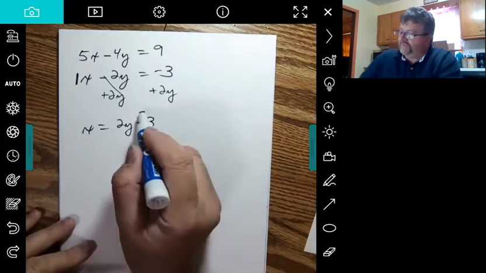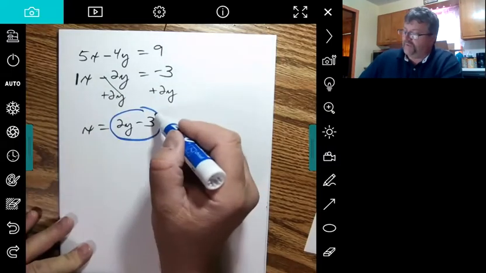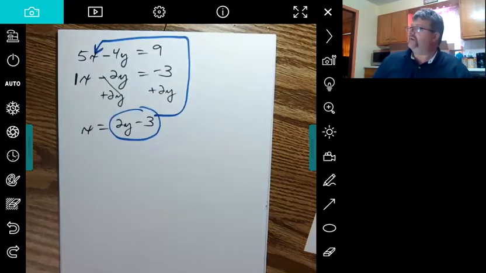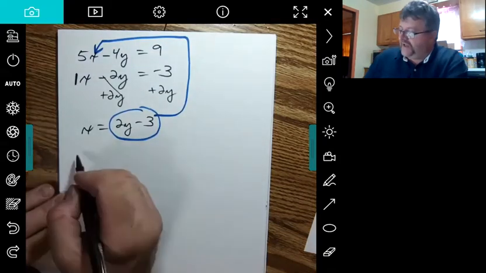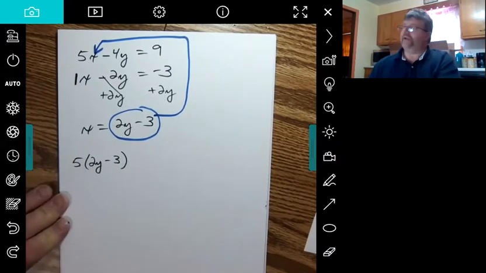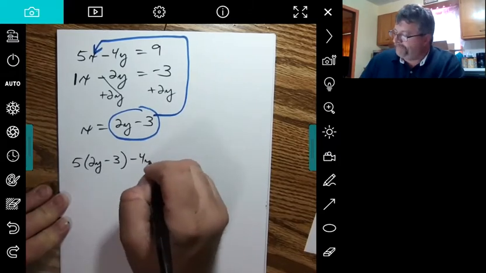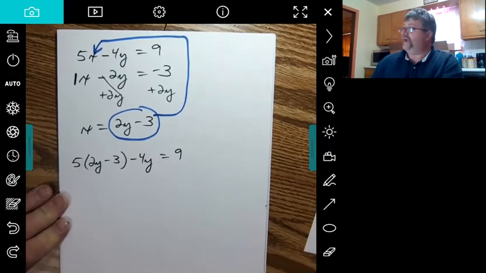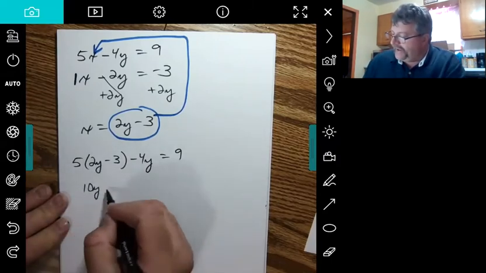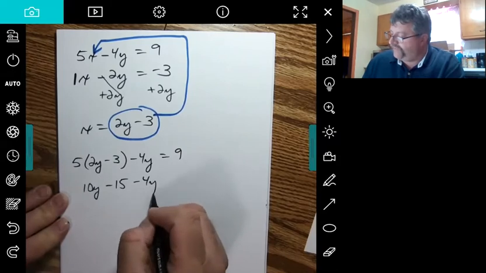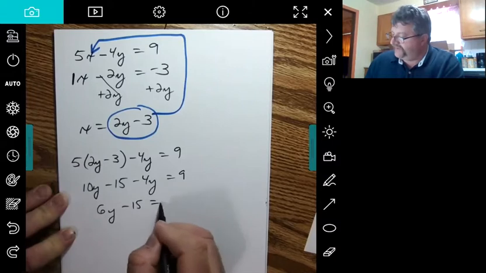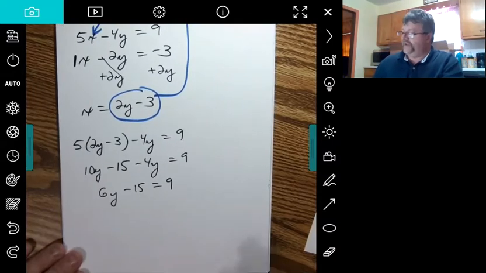I'm going to substitute that now back into the top equation. You always have to substitute it back in the other equation. So that came from the bottom, so now I'm going to put it in the top. So now my top equation is 5 times x, but x can now be represented as 2y minus 3, minus 4y equals 9. Distribute, simplify, off we go here. 10y minus 15 minus 4y equals 9. That'll be a 6y minus 15 equals 9.